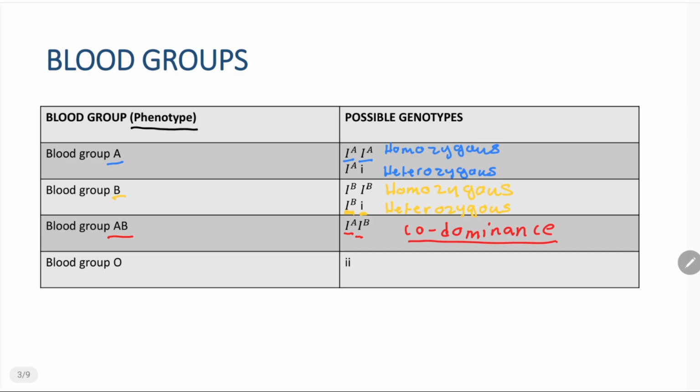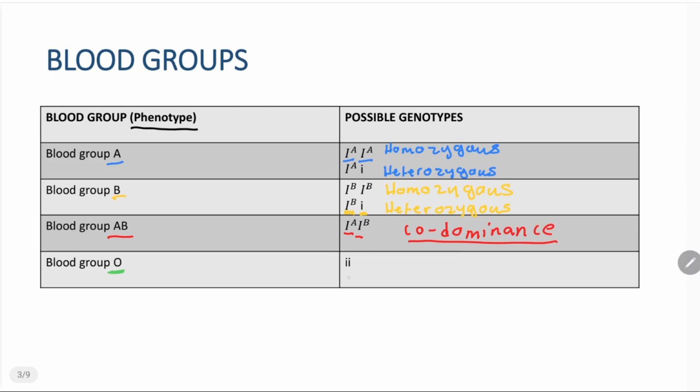And then finally, with blood group O, there's only one possible genotype as well. Since we said that the allele for blood group O is recessive to the allele for blood group A, and it is also recessive to the allele for blood group B, we know that in order for the recessive trait to be expressed in the phenotype, the genotype must be made of two recessive alleles, and this is also the case with blood group O.